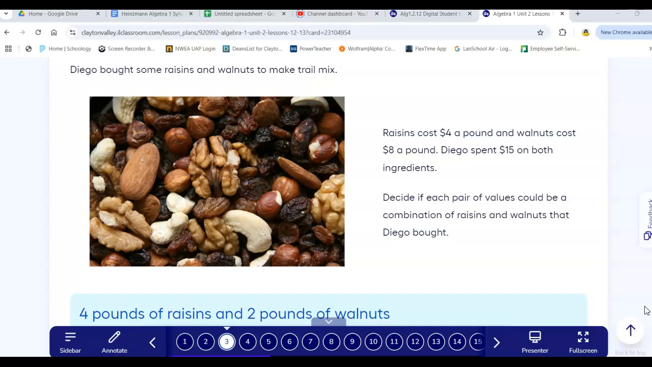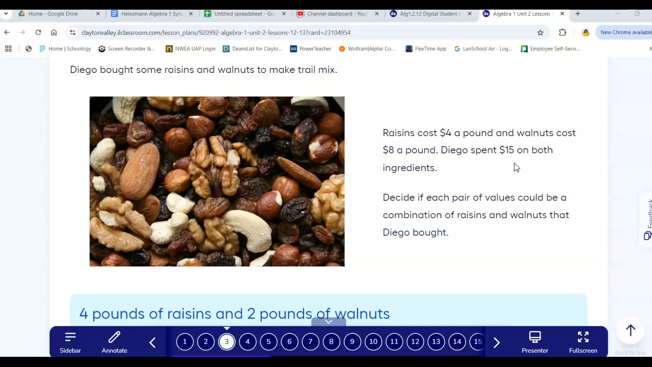Diego bought some raisins and walnuts to make a trail mix. Okay? Raisins cost $4 a pound and walnuts cost $8 a pound. And how much did Diego spend? He spent $15 on both ingredients.